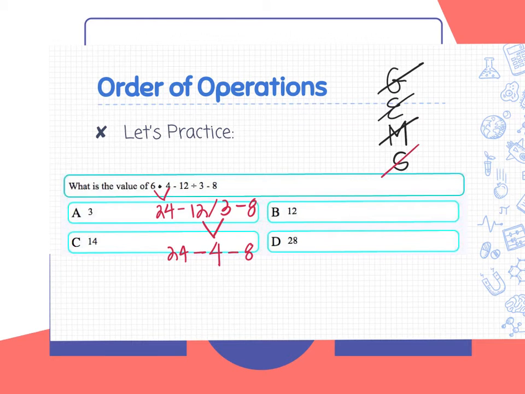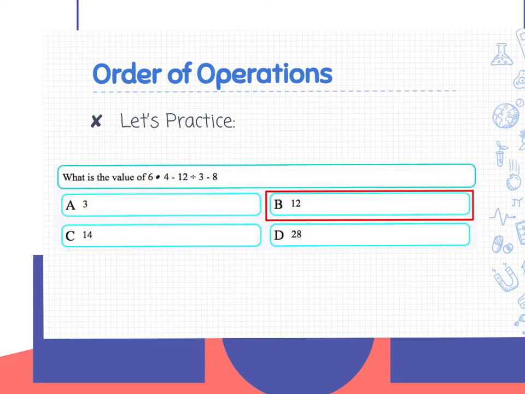So now we are just doing subtraction and addition, so we'll go left to right. So 24 minus 4 is 20. Bring down what we didn't use, the minus 8, and then 20 minus 8 is 12. So we should get 12 for the answer to that problem. If you didn't get 12, please go back and see where your mistake is. Finding your mistake will help you ensure that you don't make it again next time.